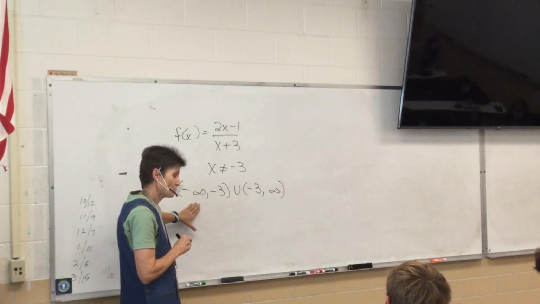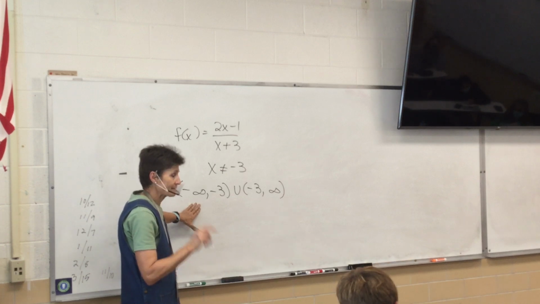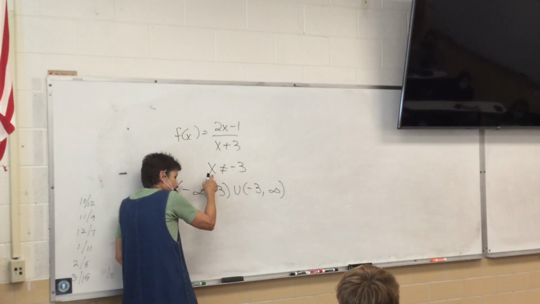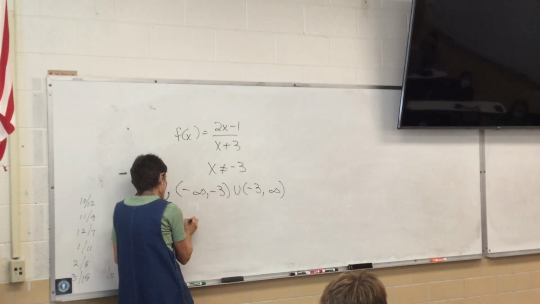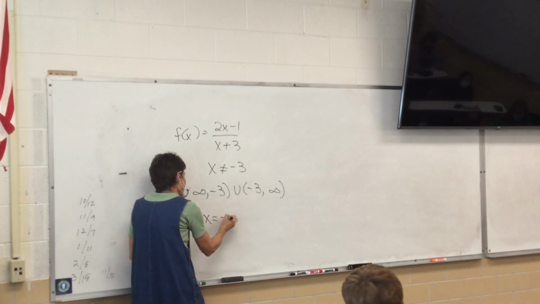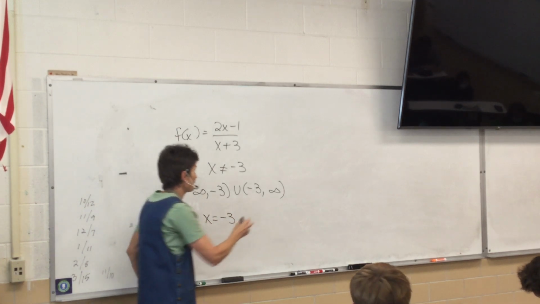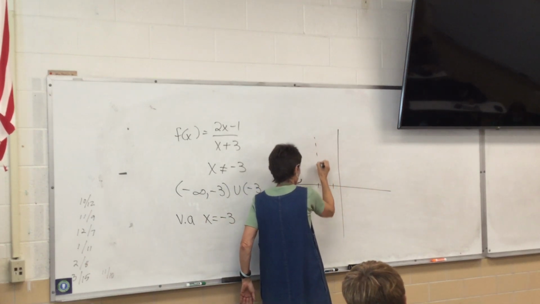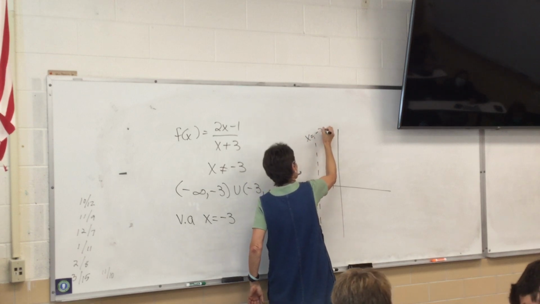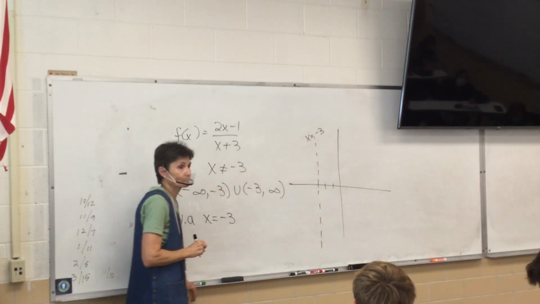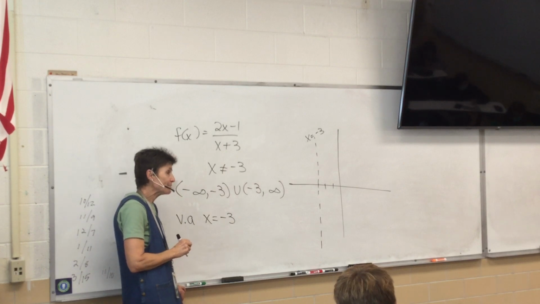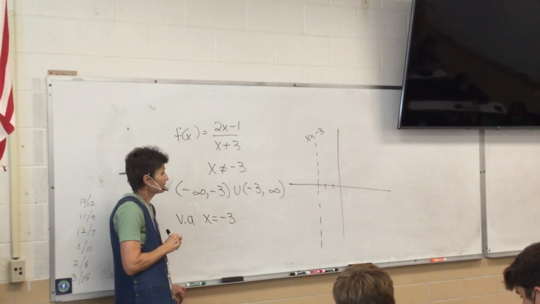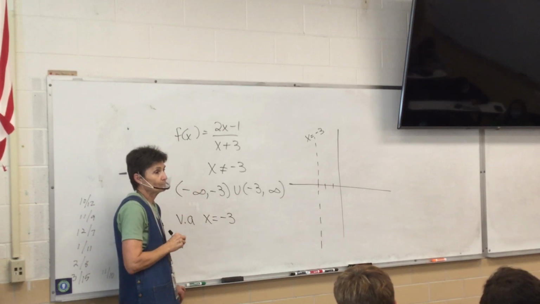The very next question says asymptotes. Because, see this right here? That's your vertical asymptote. Your vertical asymptote is x equals negative 3. Whatever x can't be is your vertical discontinuity. You can't ever let x be negative 3. So there's a vertical asymptote there.